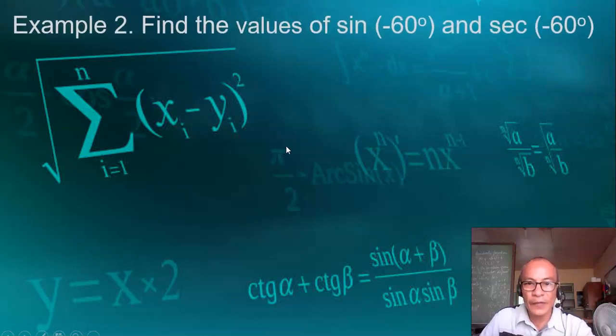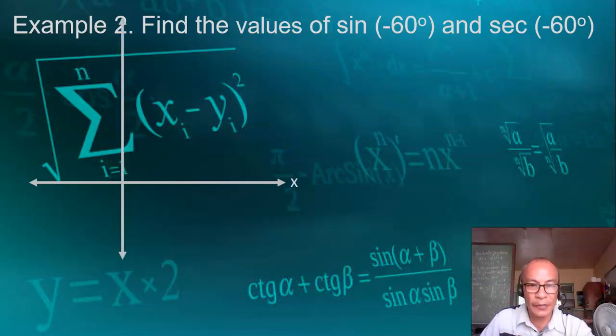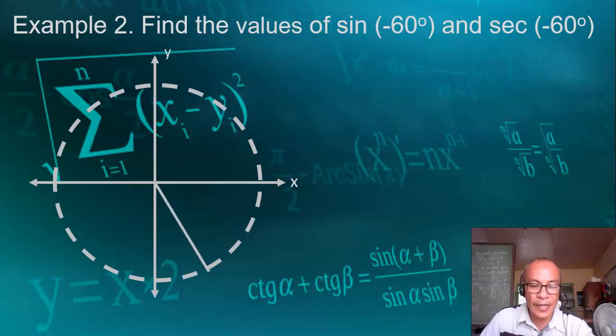Another example, find the values of sine negative 60 degrees and secant negative 60 degrees. So again, we have our x-axis and our y-axis. We have the circle, and then we have here your radius. So negative, clockwise rotation. Let's have that as point B. Again, our radius is equal to 1 unit. So the angle formed is 60 degrees. Now we try to drop a perpendicular. So we now have your right triangle equal to 90 degrees.